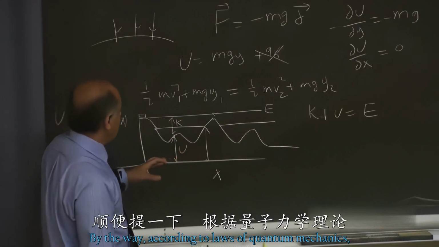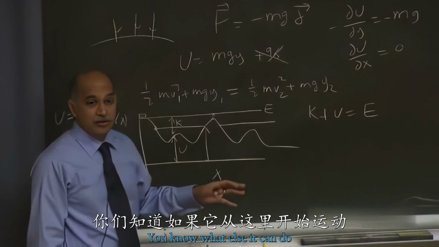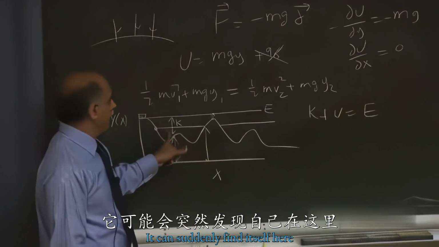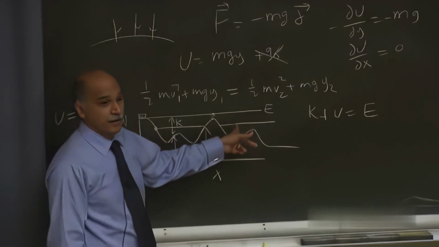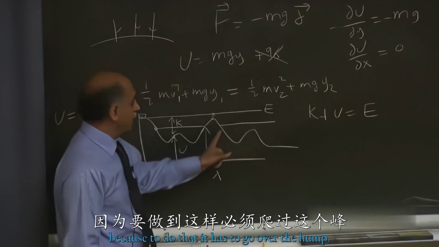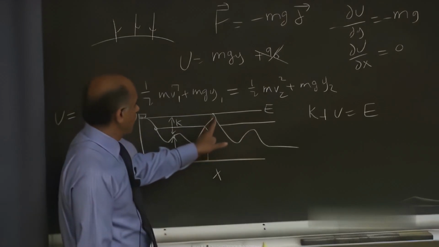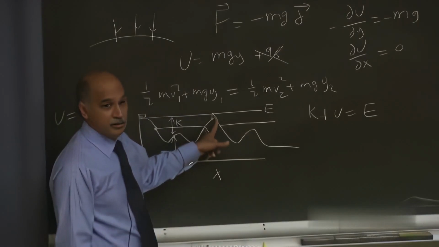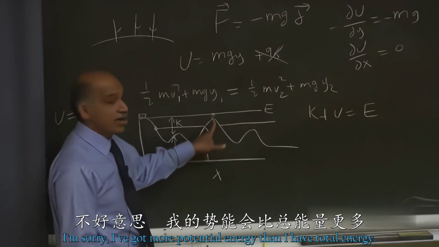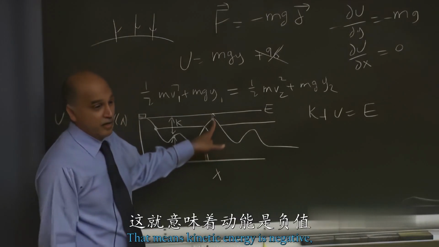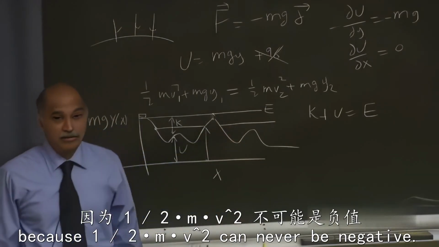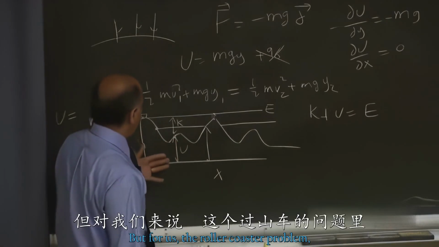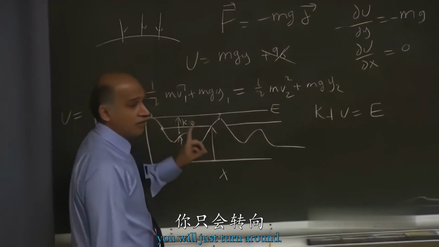By the way, according to the laws of quantum mechanics, it can do something else. Maybe you guys know. You know what else it can do if it starts here? Yes? It can suddenly find itself here. And that's not allowed by classical mechanics, because to do that, it has to go over the hump. Look what's happening at the hump. I got more potential energy than I have total energy. That means kinetic energy is negative. That's not possible, because 1/2 mv squared can never be negative. So quantum theory allows those forbidden processes, and it's called tunneling. But for us, the roller coaster problem, you will just turn around.